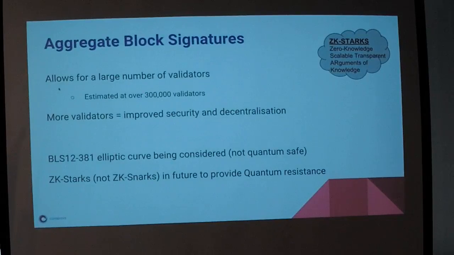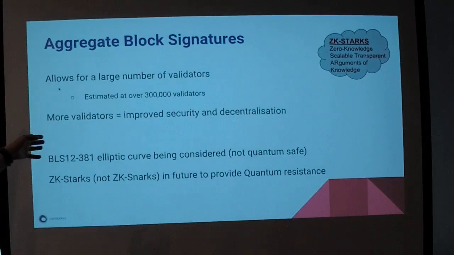Next one is aggregate block signatures. This fits into that same conversation we talked about, by having far more validators, or being able to have far more validators, improving our security. But if you've got a lot more validators, you need to be able to sign. The more people you've got signing a block as valid, the more work you have to do to verify that the signatures are right. Welcome aggregate signatures.